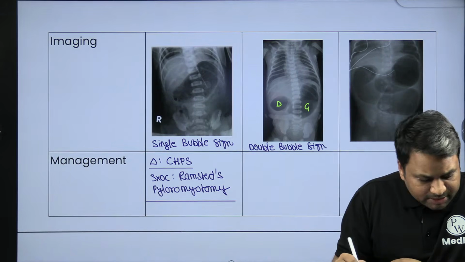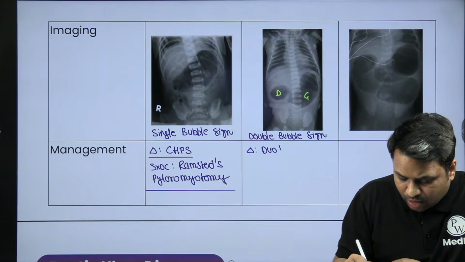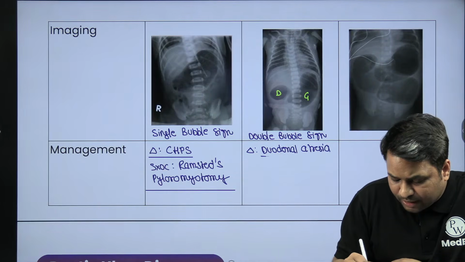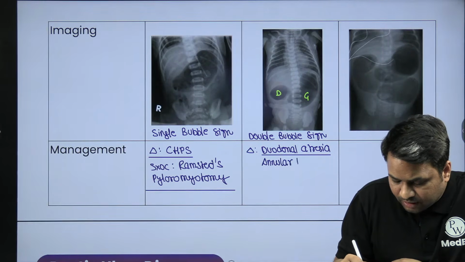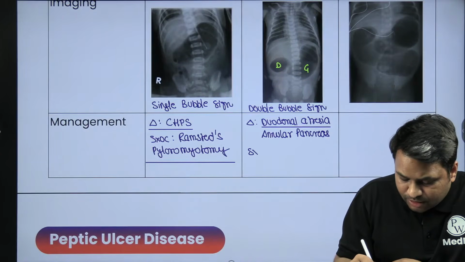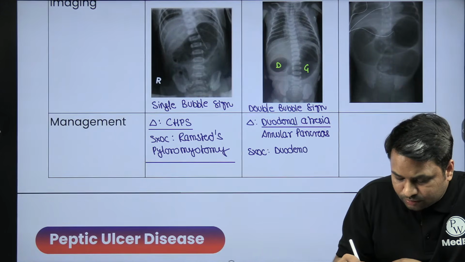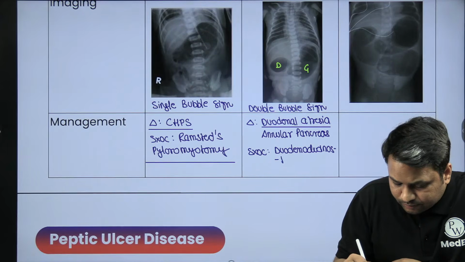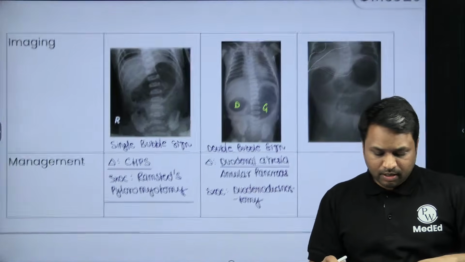Now, the double bubble sign, when you talk about the diagnosis, it is going to be duodenal atresia. Another condition that you can have this double bubble in is annular pancreas. The management is going to be surgery, and the surgery of choice is going to be duodenoduodenostomy, for both of them.